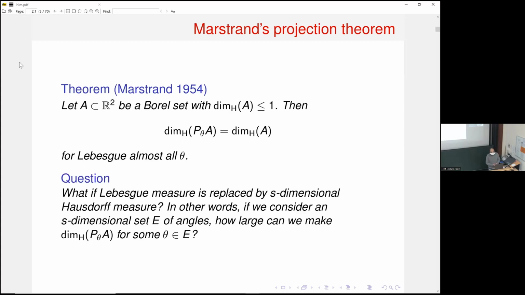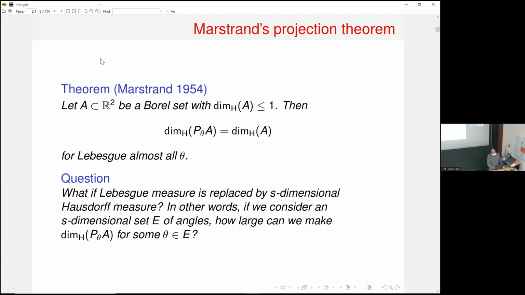So one can ask whether it's possible to refine this. And in fact, again, this is a very large area, and this has been refined in many different directions, but a very natural direction to try to refine this is, can we make the exceptional set smaller? So can we say that the dimension is preserved, not just for Lebesgue almost every angle. So P theta A is the orthogonal projection in direction theta. So we can ask, can we say something stronger? Can we say that the dimension is preserved not just for Lebesgue almost every angle, but maybe for every angle outside of a set of angles of small Hausdorff dimension?